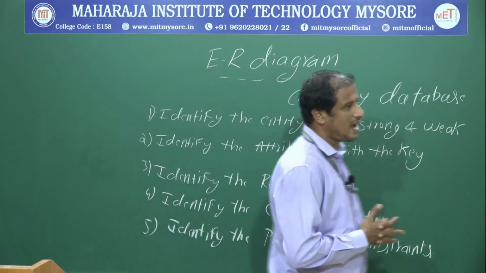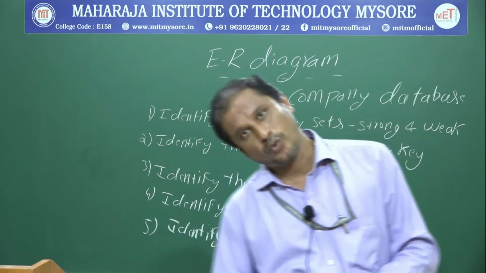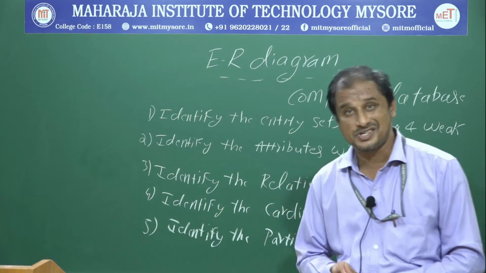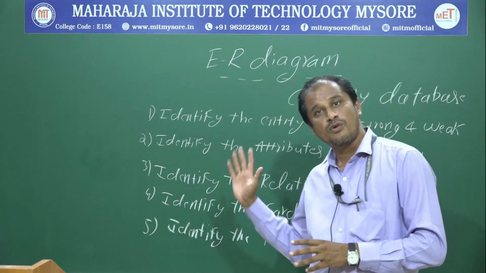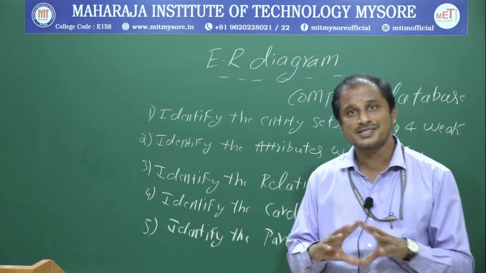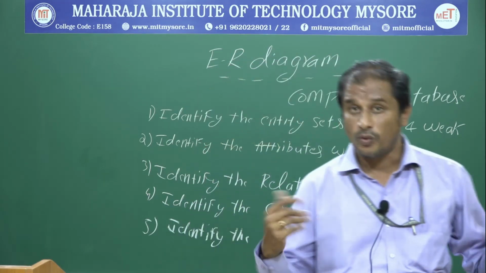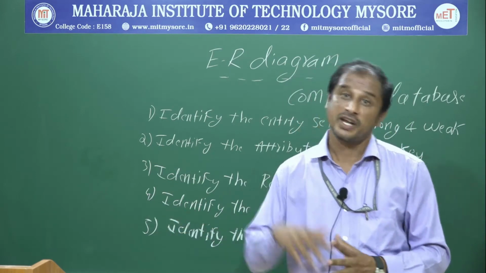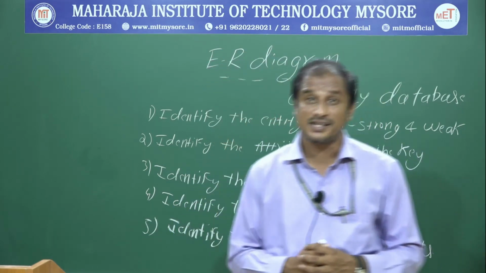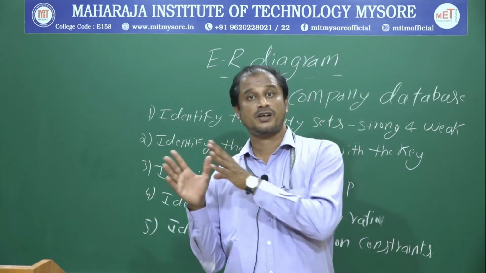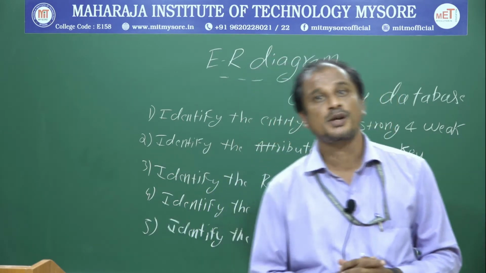Then our job is to identify attributes, with keys, for both strong and weak entities. Then you want to identify relationships among the identified entities. Then your job is to identify the constraints. So what is the ratio? The ratio is 1:1, 1 to many, many to many, or many to 1. Then your job is to identify the participation constraints, that is, total participation or partial participation.